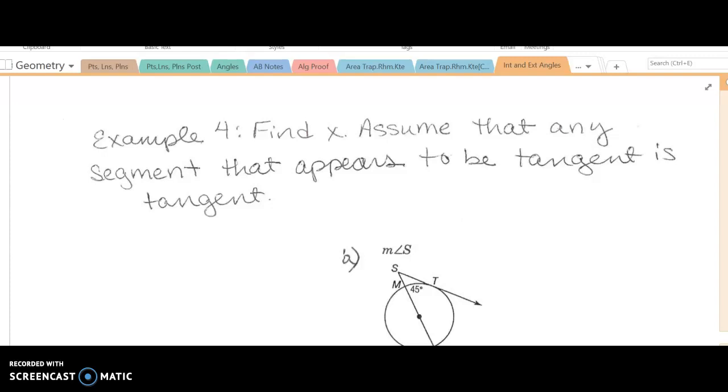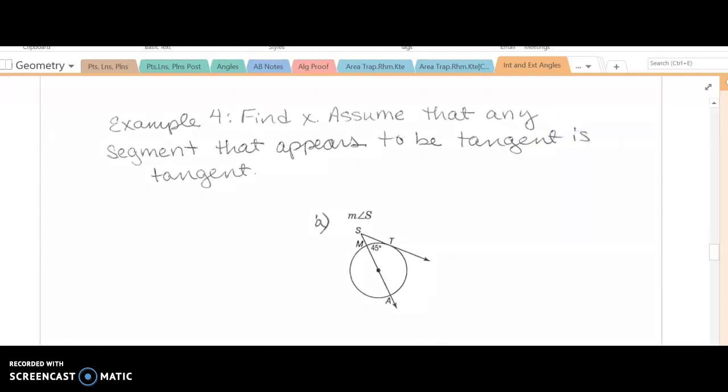Okay, so in this last example, we're switching up the different strategies, and I just want you to practice deciding which strategy from your strategy sheet to use and then applying the strategy. So our instructions say find x, assume that any segment that appears to be tangent is tangent. So just assume that if it looks like it's touching the circle, it really is touching the circle.